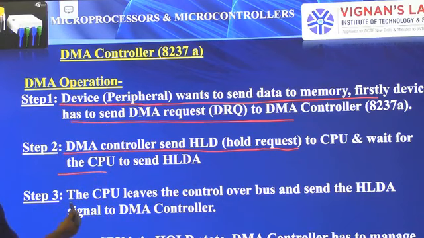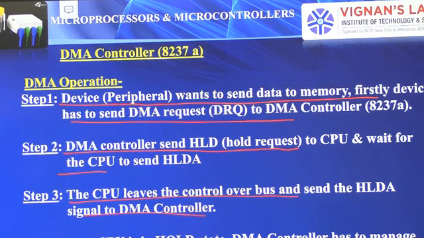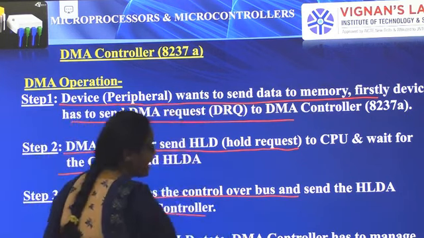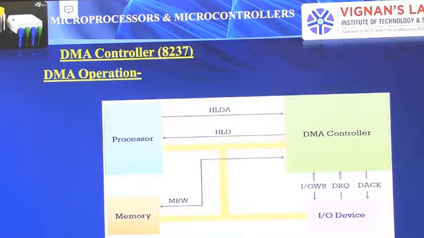Then the CPU loses control over the bus and sends the acknowledgement to the DMA controller. Now the CPU is in hold state. The DMA controller has to manage operations over the buses between the CPU and the memory. These are the theory steps, and this is a diagram which looks like this.